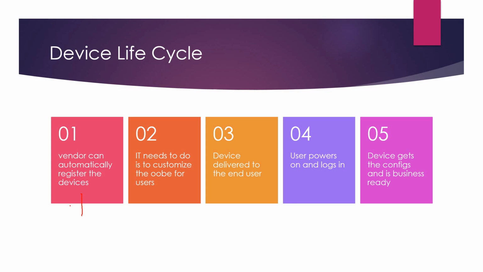A vendor automatically registers the device. The IT admin goes to the portal and customizes the out of the box for the users. The device is delivered directly to the end user. The end user powers on and logs into the device, and the device becomes business ready.